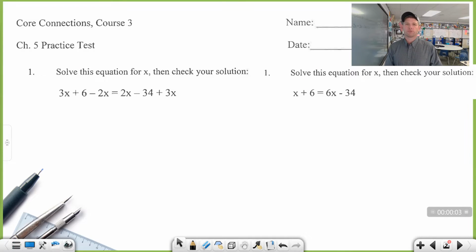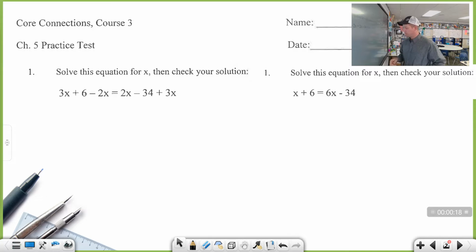Hello, everyone, and welcome to the Chapter 5 test, practice test, getting you ready for retakes. Our first problem is solving a simple multi-step equation.